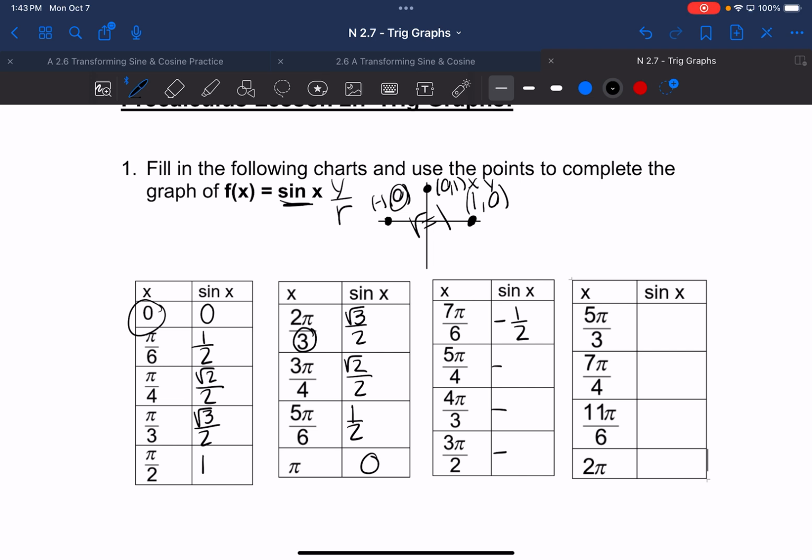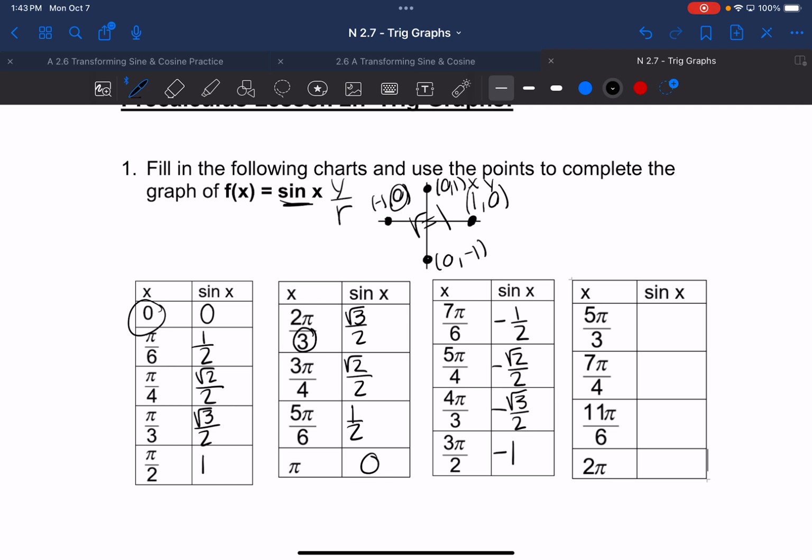5 pi fourths. What's that one going to be? Good. Okay. 4 pi thirds. Square root of 3 over 2. All right. And then 3 pi halves. Remember, that's the point down here, which is 0, -1. So -1, yes. All right.